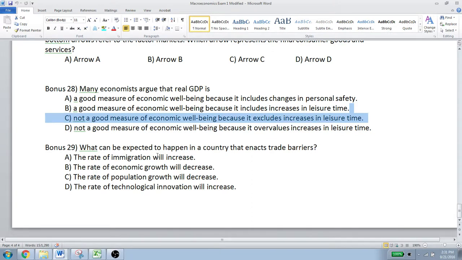Bonus 29. What can be expected to happen in a country that enacts trade barriers? The rate of immigration might not change. The rate of economic growth will decrease, yes. The rate of population growth might not be affected, and the rate of technological innovation will decrease, if anything.